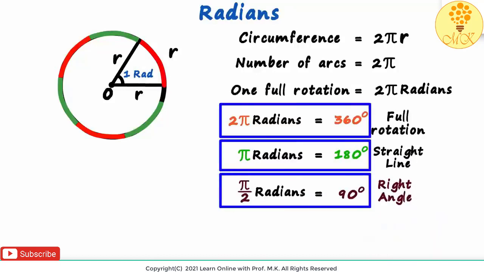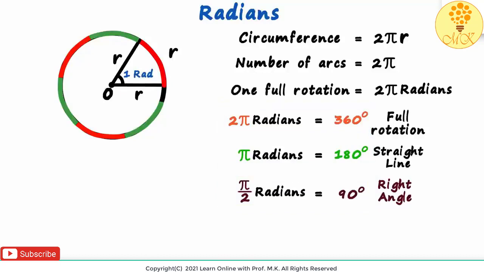These three relations are most important when it comes to conversion between degrees and radians. And we don't really need to remember all three. Knowing just one is enough and we can derive the rest. And now we come to the last and the most important point of this video.